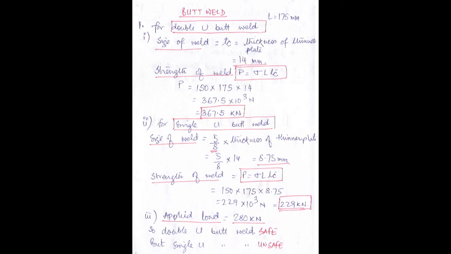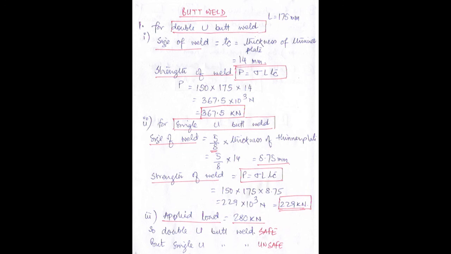Again, find out the strength of the weld. The strength of the weld P is equal to sigma L TC. What is sigma? 150. What is L? 175. What is TC? 8.75. So if you multiply, we get 229 into 10 cube Newton, which converts into 229 kilonewton. So now we have seen how to find the strength of a butt weld.